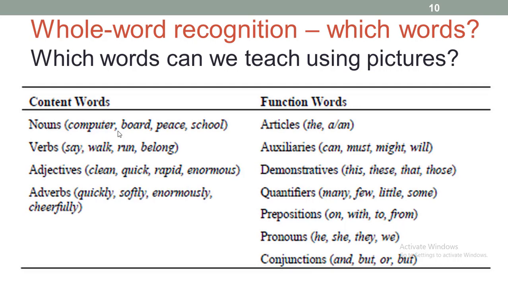Let's say computer, space, school. School, for example, is a place, right? And verbs, say walk, run, belong. Each of these words has a meaning in itself, while the function words have a grammatical function within a sentence. For example, prepositions: on, with, to, from. These are what they call function words.